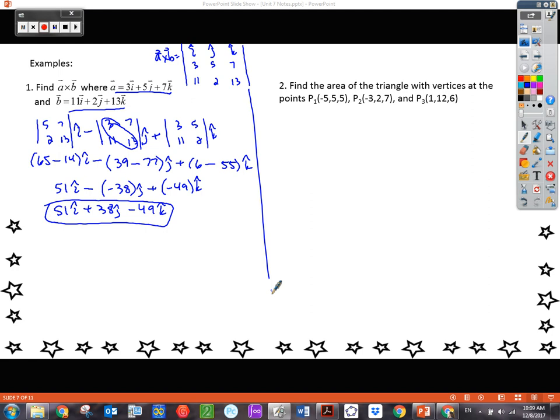We would just divide by 2, right? We would find the magnitude of our cross product and divide by 2. That's what we're going to be working on. Now, it's a little bit more difficult because they didn't give us the vectors. They gave us 3 points. So we're going to have to write the vectors.